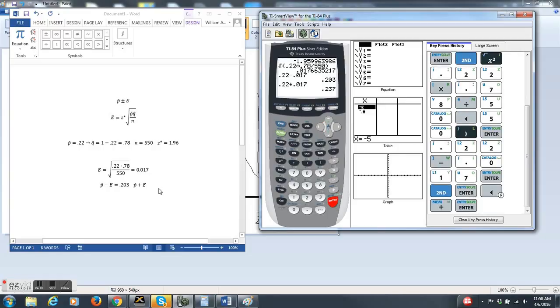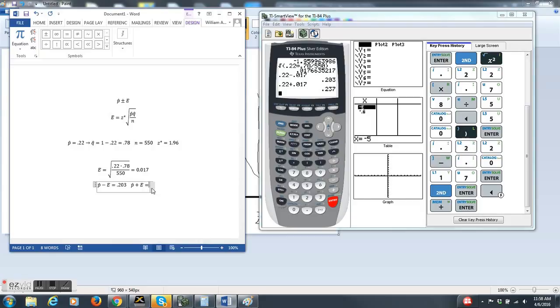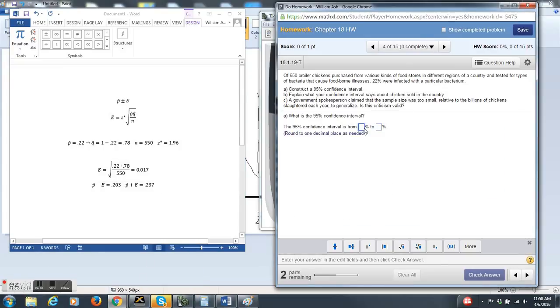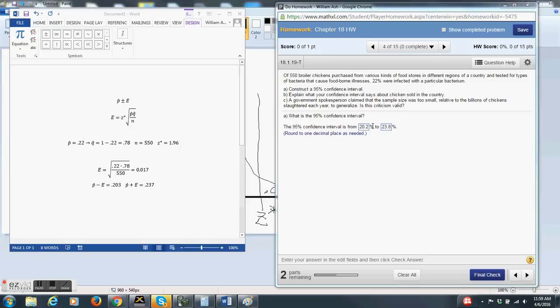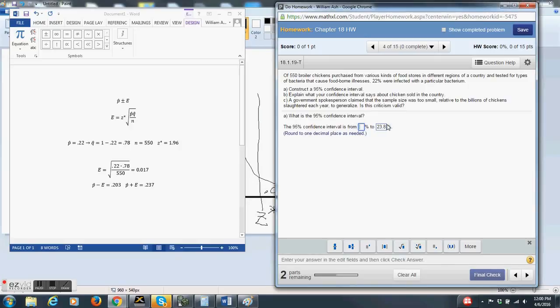So all you have to do to get your confidence interval is p hat minus E, which is 0.22 minus 0.017, and that's 0.203, and p hat plus E is just going to be, and so there goes my answer for this part right here.